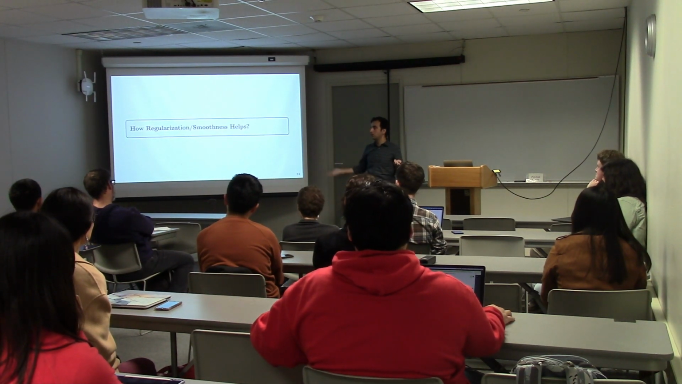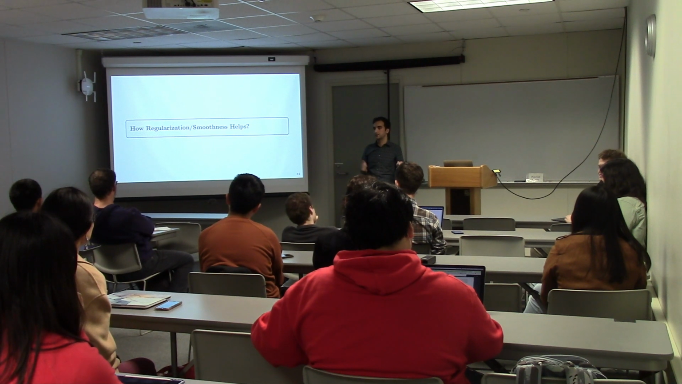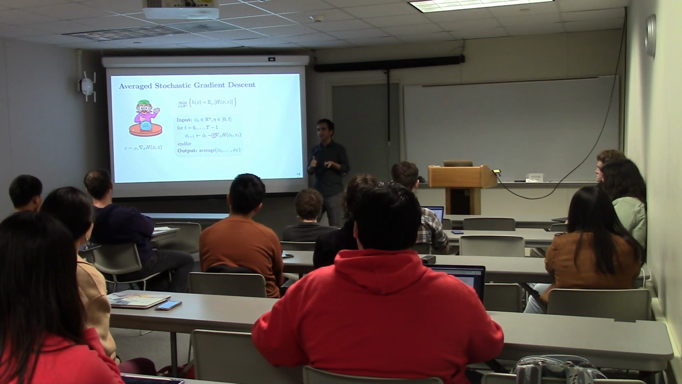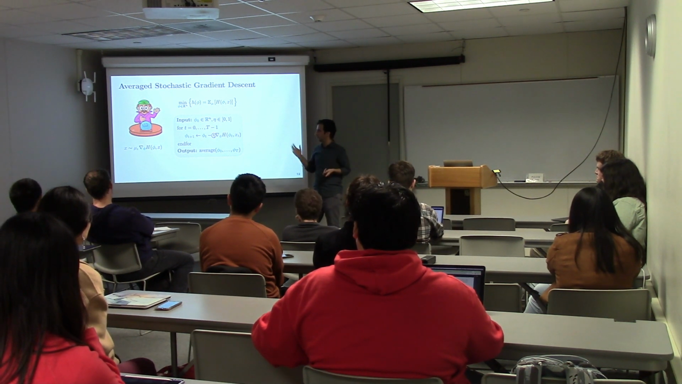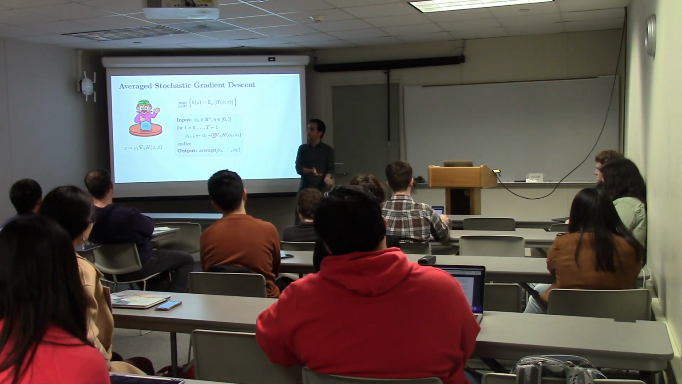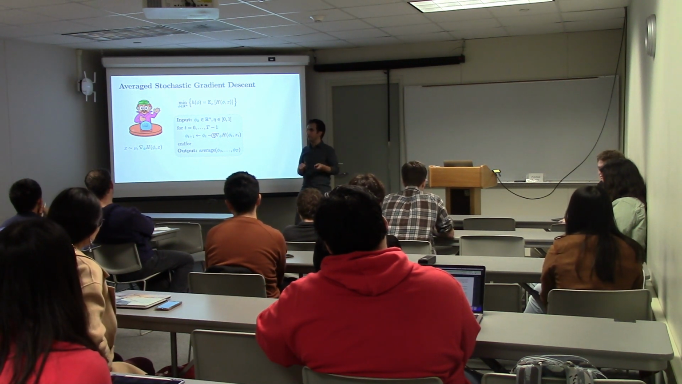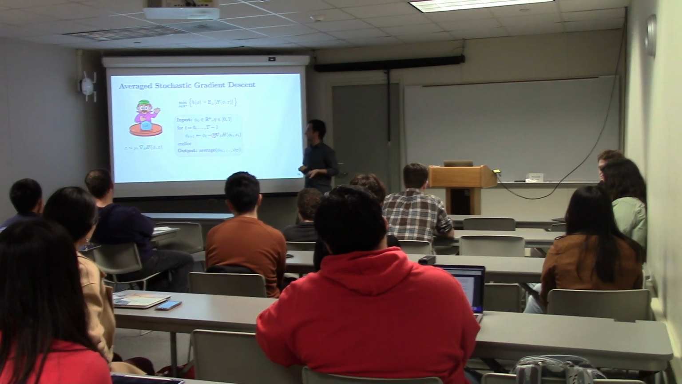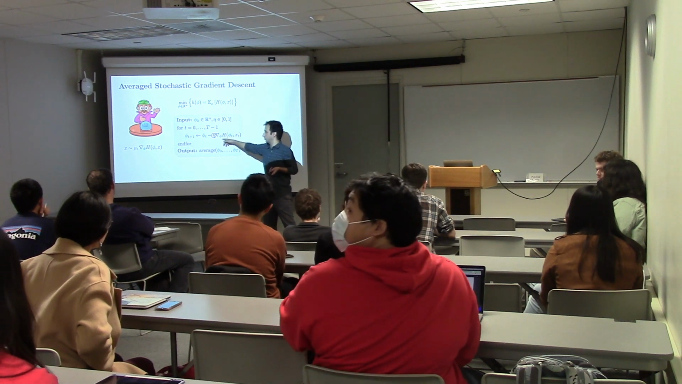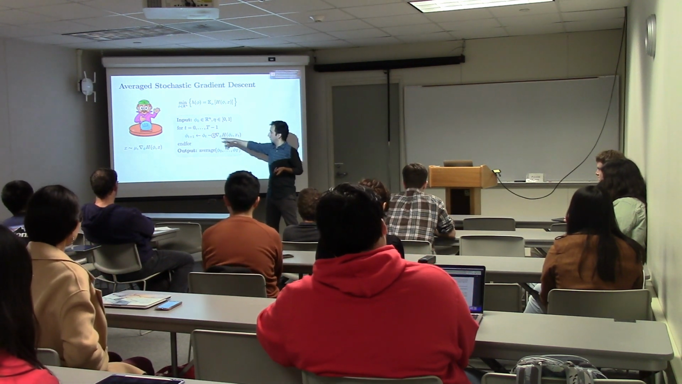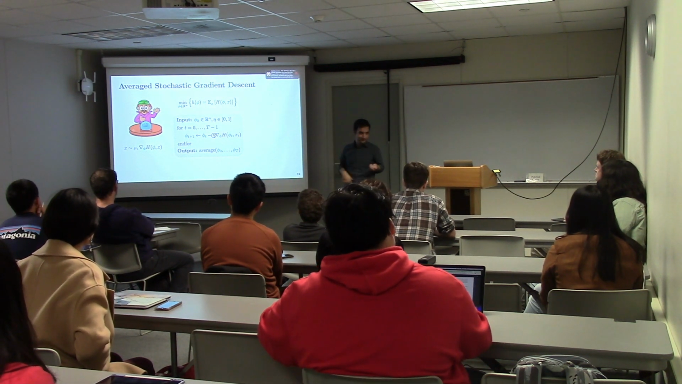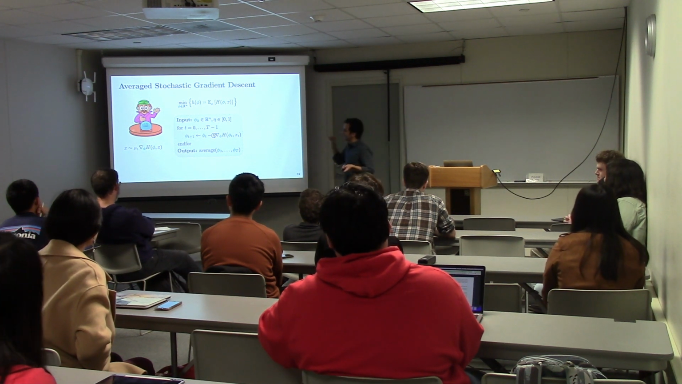Okay. Now, how does regularization, or smoothness, really help? To understand why it helps, we just need to go back and see what are the algorithms that are used to solve these optimization problems. Averaged stochastic gradient descent is the traditional approach to solve a stochastic programming problem. Not solve exactly, but solve approximately. The algorithm is very simple. You only need to have a stochastic gradient oracle, and you just update your current solution by taking a step with respect to the negative gradient.